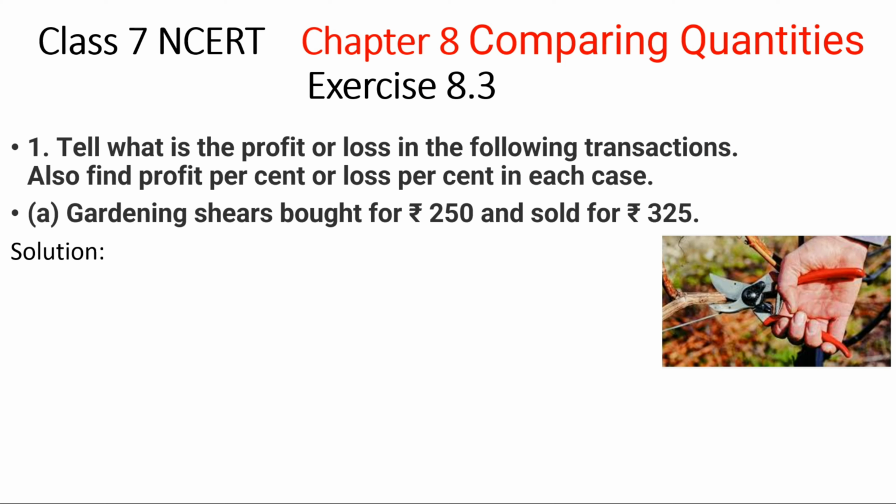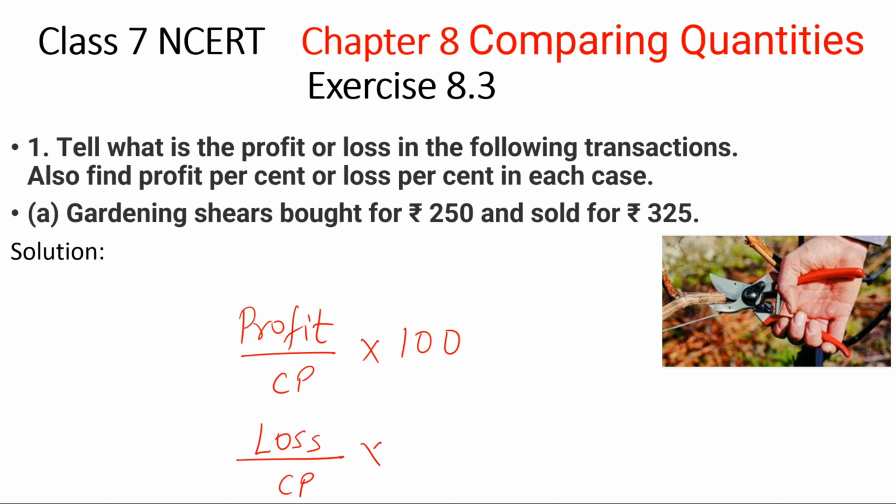So to solve the first problem, there are two formulas that you need to know. The first one is how to find out the profit percent and the second one is how to find the loss percent. The formula for profit percent is profit by CP times 100. This is one formula that you need to know, and the second one is for loss percent, which is loss by CP multiplied by 100. If you know these two formulas, it is very easy to solve all the four problems.